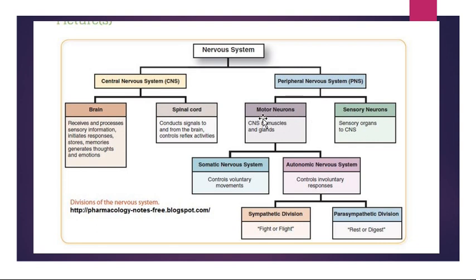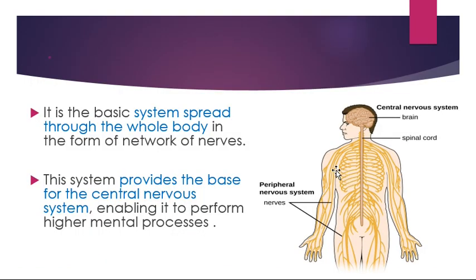The peripheral nervous system is a system of nerves that spread through the whole body. It is the basic system which spreads through the whole body in the form of a network of nerves. What are nerves? The neurons, the sensory, motor and associative neurons. This peripheral nervous system provides the base for the central nervous system, enabling it to perform higher mental processes.